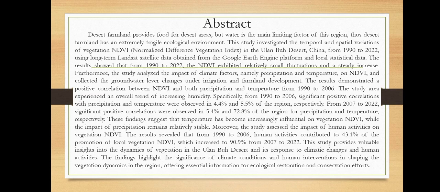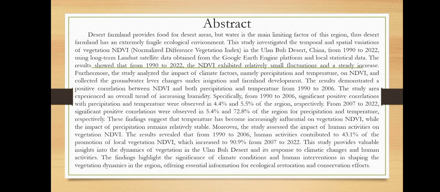The results demonstrated a positive correlation between NDVI and both precipitation and temperature from 1990 to 2006. The study area experienced an overall trend of increasing humidity. Especially from 1990 to 2006, significant positive correlations with precipitation and temperature were observed in 4.4% and 5.5% of the region respectively. From 2007 to 2022, significant positive correlations were observed in 5.4% and 72.8% of the region for precipitation and temperature respectively. This finding suggests that temperature has become increasingly influential on vegetation in the Ulan-Bu Desert.